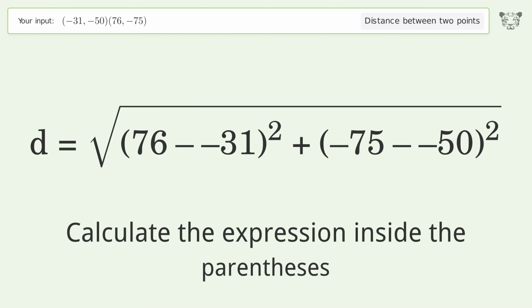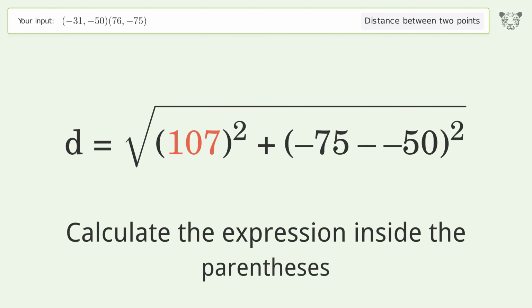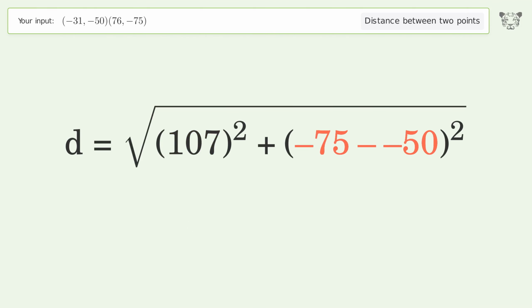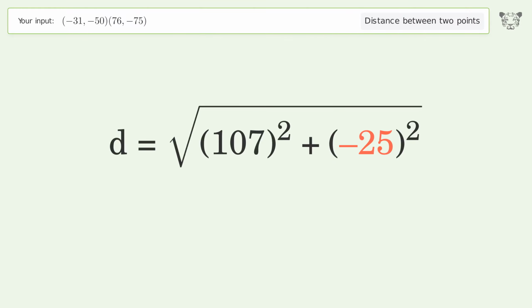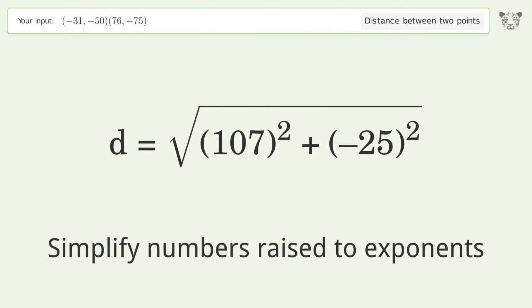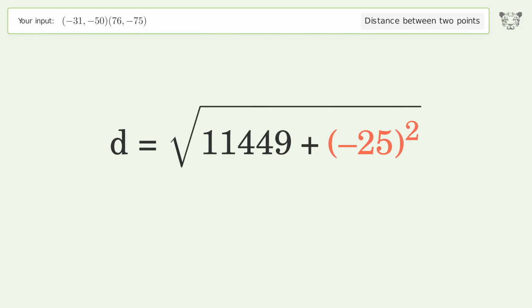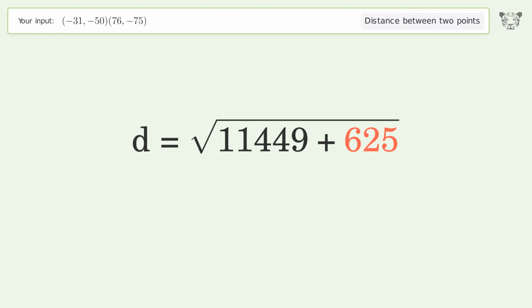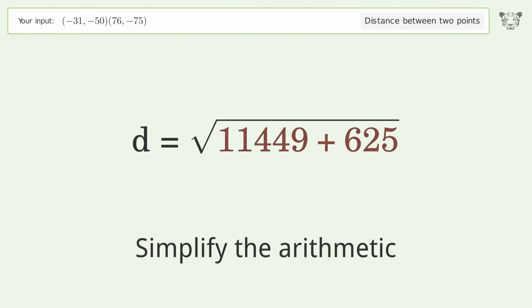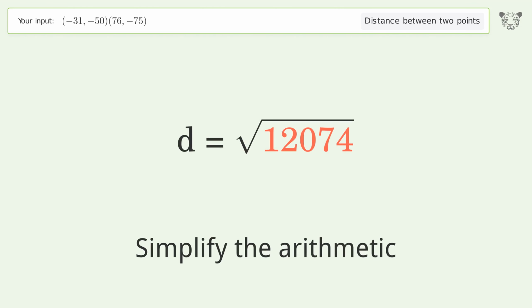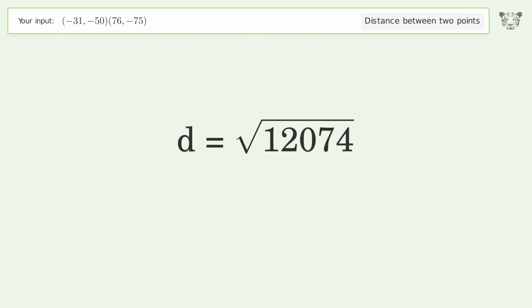Calculate the expression inside the parentheses. Simplify numbers raised to exponents. Simplify the arithmetic. And so the distance between the 2 points is the square root of 12,074 or 109.882.